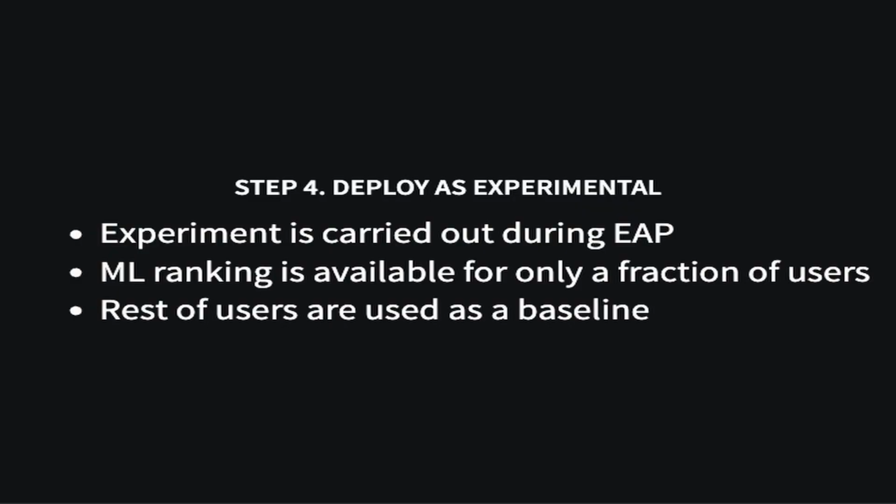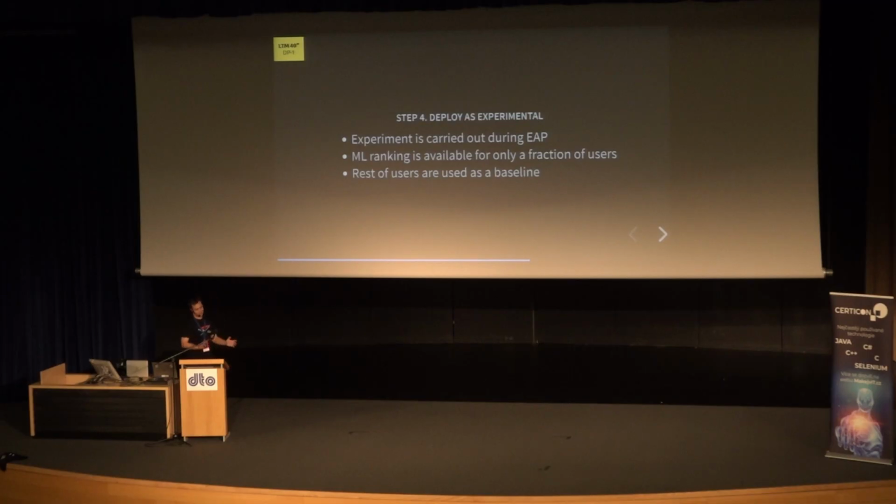So now we're going to deploy our model as an experimental model. What that means is that during our early access preview versions, some users will get the files ranked by a machine learning model, and the other fraction of users will just use the default ranking algorithm to do the sorting. What this allows us to do is to use the rest of the users as a baseline, because if anything changes in the default ranking system of Search Everywhere, we can be sure that we compare Search Everywhere with machine learning and without machine learning.